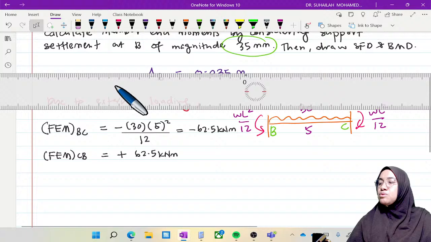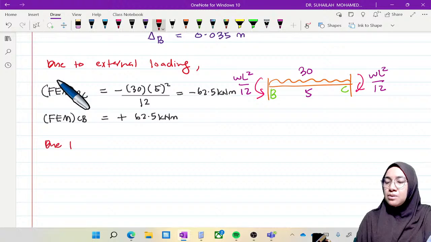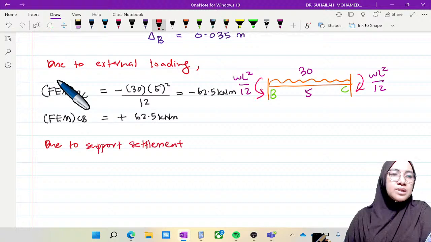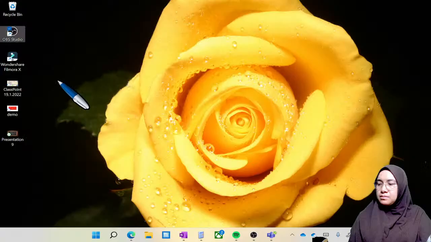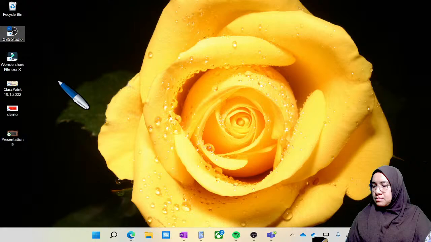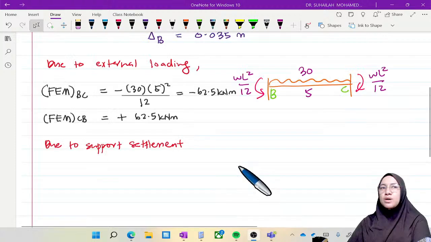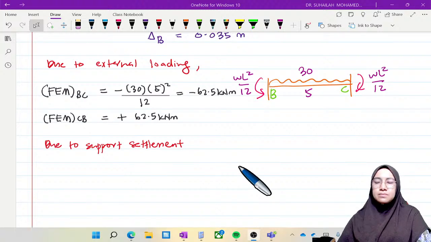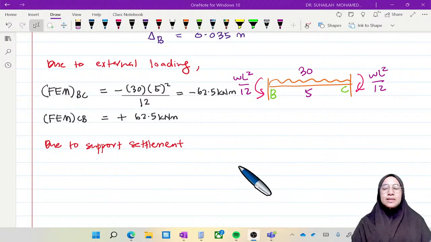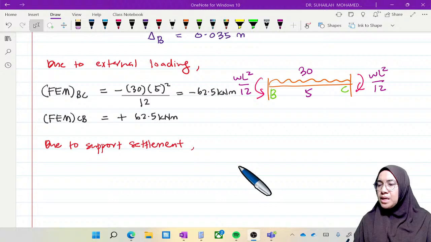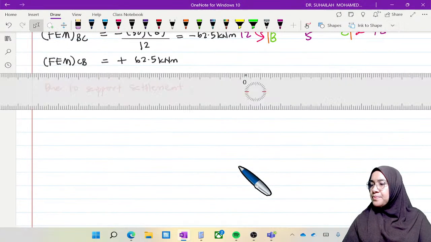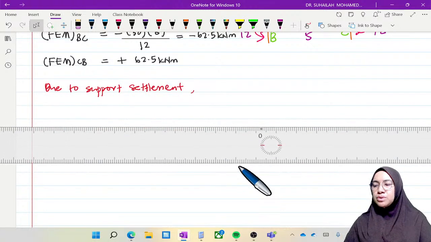settlement, due to support settlement. What we need to do, number 1, is sketch the free body diagram due to support settlement.